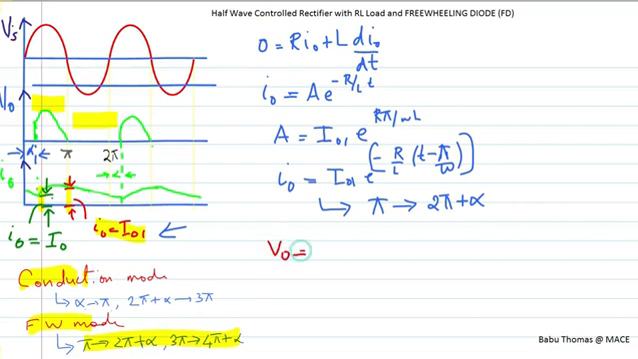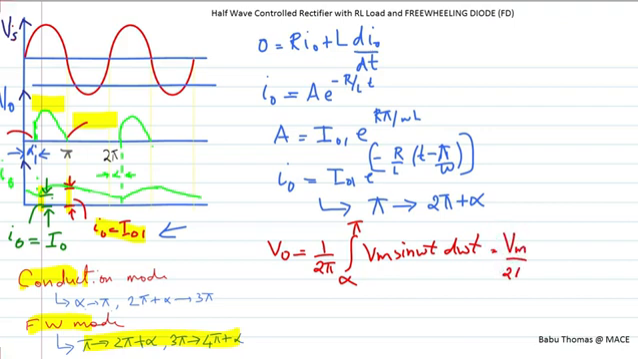V0 is equal to 1 by 2 pi, because 2 pi is 2 time period, and the output voltage is available only from alpha to pi, Vm sin omega t d omega t. So you will be getting your answer as Vm by 2 pi into 1 plus cos alpha. Similarly, your average load current I0 is nothing but V0 by R.